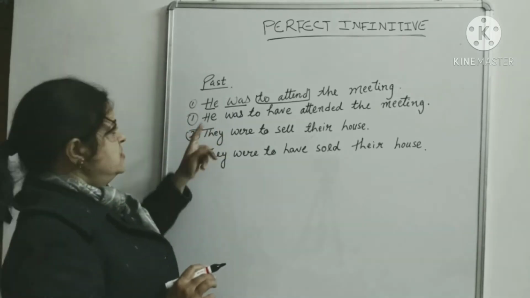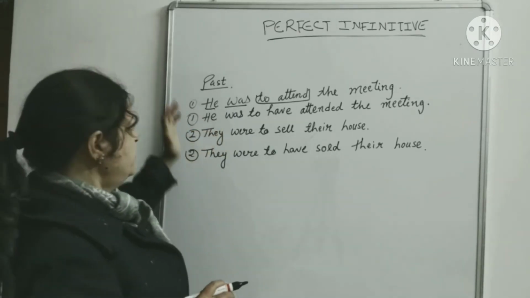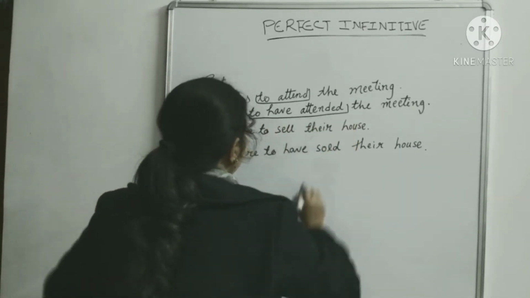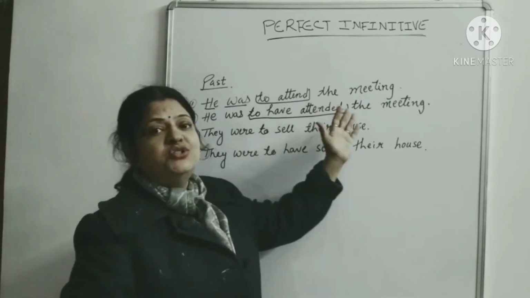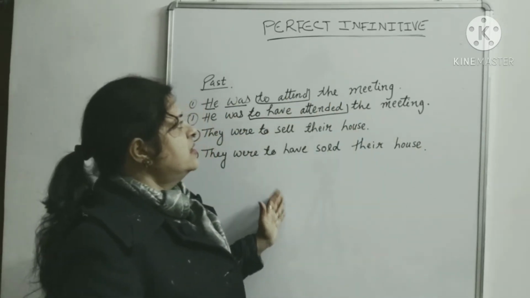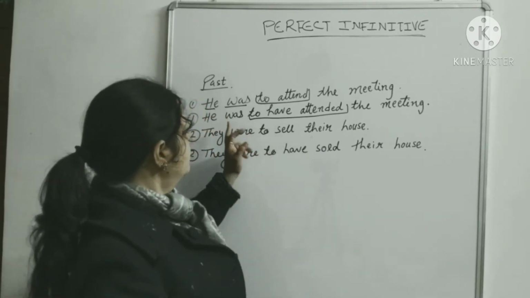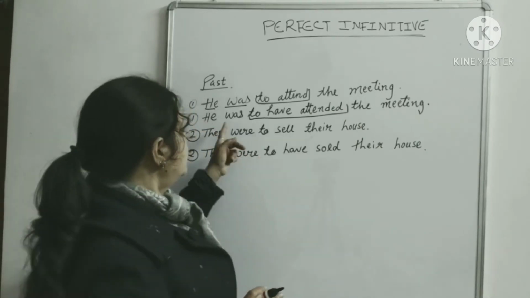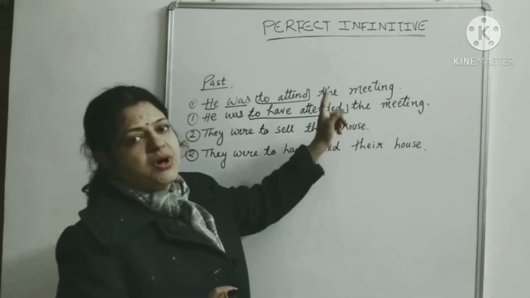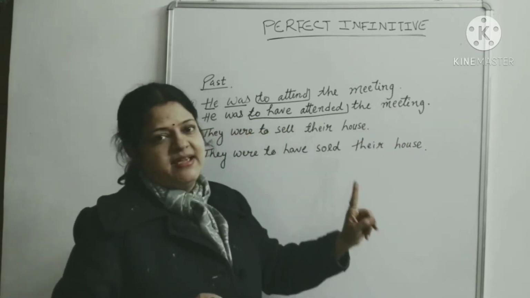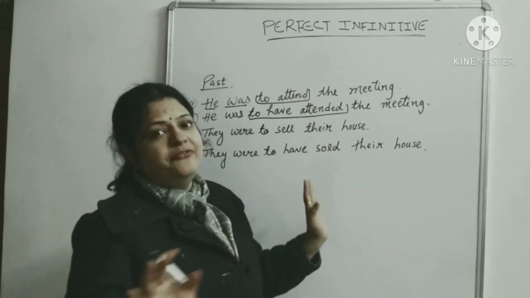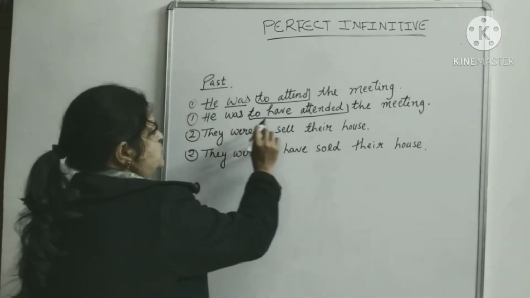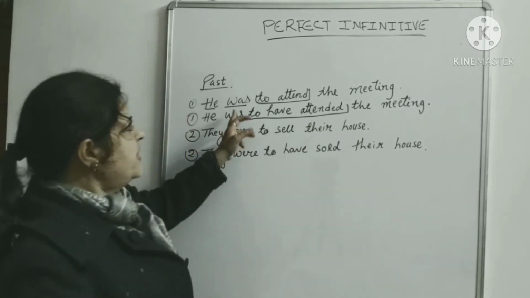But here this is an example of perfect infinitive. The second sentence is he was to have attended the meeting. उसे मीटिंग अटेंड कर चुका होना था. It means that now we know that he was to have attended the meeting but he didn't. Understand? इसका मतलब है कि उसे मीटिंग अटेंड कर चुका होना था लेकिन उसने मीटिंग अटेंड नहीं किया. So here in the second sentence we are confirmed that he has not attended the meeting.